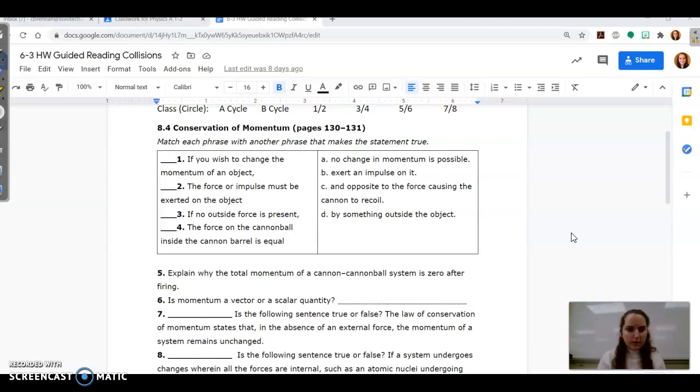Number 4, the force on the cannonball inside the cannon barrel is equal and opposite to the force causing the cannon to recoil. Again, this all stems from Newton's third law that says for every action there is an equal and opposite reaction. So the same force that is shooting off the cannonball is the same force that is recoiling the cannon. Okay, same exact force, just acting in opposite directions. So again, the same magnitude or the same strength of that force, but it's just acting in opposite directions.